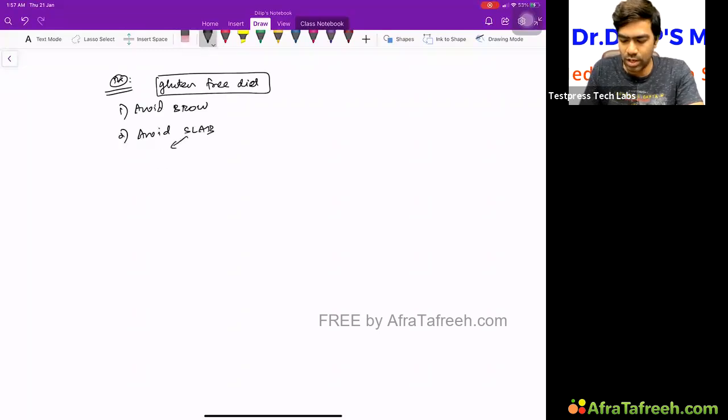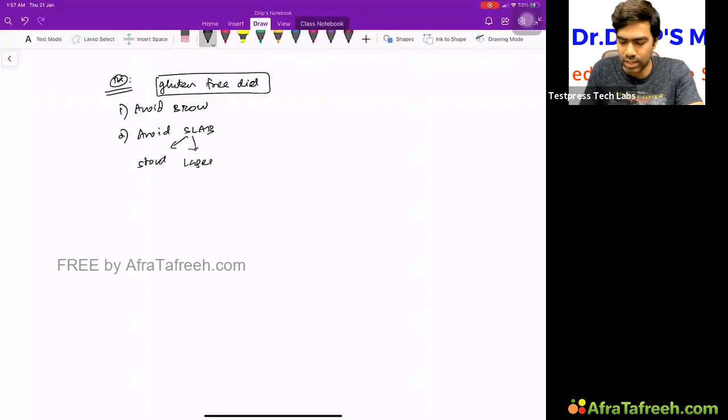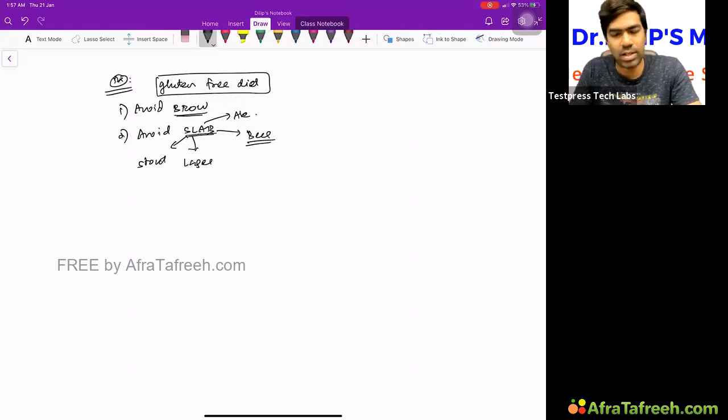What are the liquors that you have to avoid, which contain gluten? One is stout. Second is lager. Third is ale. And fourth is beer. All these will contain a little bit of gluten. So you need to avoid BROW, that is barley, rye, oats, and wheat. And SLAB has to be avoided, that is stout, lager, ale, and beer. These are the things you have to avoid.